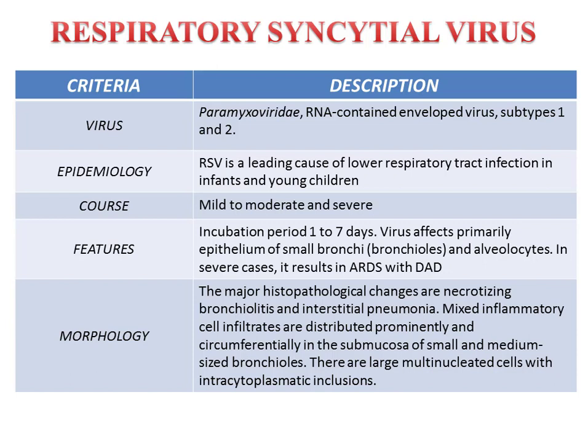The incubation period varies from 1 to 7 days, and the virus affects primarily the epithelium of small bronchi or bronchioles and directly alveolocytes. In severe cases, similar to influenza and parainfluenza virus, it results in acute respiratory distress syndrome with DAD. Morphologically, the major histopathological changes are necrotizing bronchiolitis and interstitial pneumonia. Mixed inflammatory cell infiltrates are located mostly around the wall of the small and medium-sized bronchioles. Also, some large multinucleated cells with intracytoplasmic inclusions can be seen.